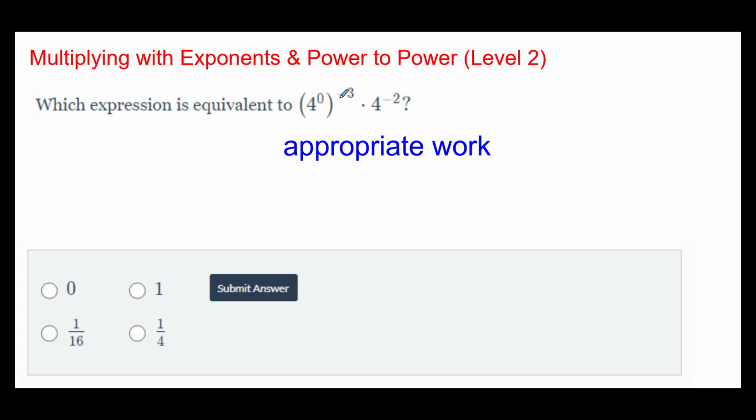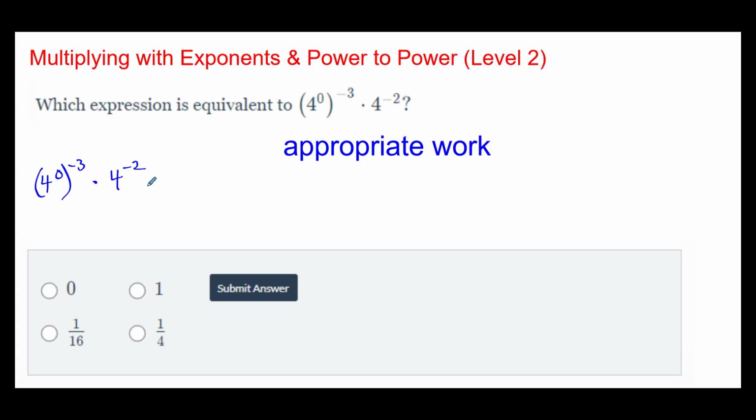I'm going to get rid of the parentheses. So still sticking with the same theme of working with the parentheses first. The original problem is 4 to the power of 0 in parentheses with a power of negative 3, multiplied by 4 to the power of negative 2. Again, we're sticking with the idea of parentheses. We're going to get rid of this first.